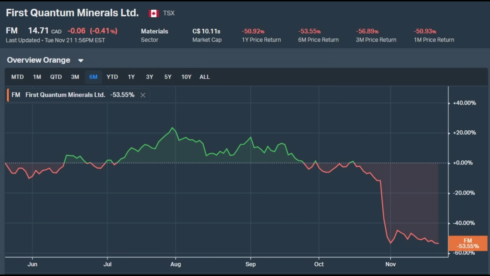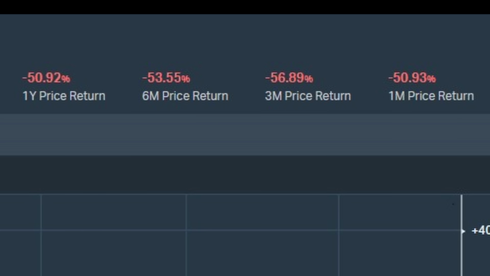The first stock that comes up on my radar this morning is First Quantum Minerals. The ticker is FM, based in Vancouver. It is a mining company. As you can see by this chart here, it's down around 60% since its highs back in August. If we look up the top right-hand corner, we can see it's down about 51% over 1 year. That's pretty much all come in the last month or so.